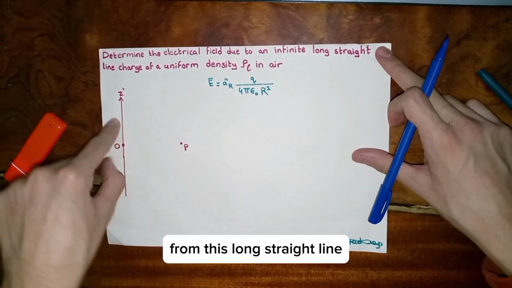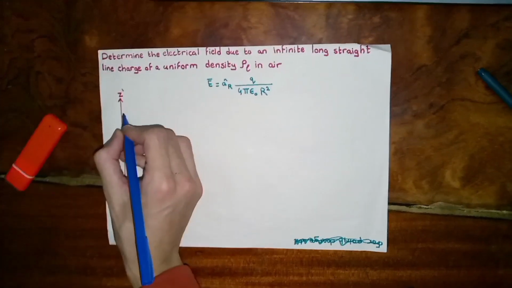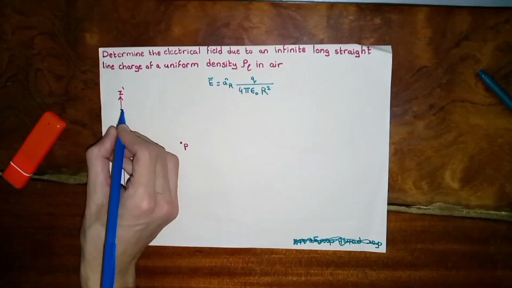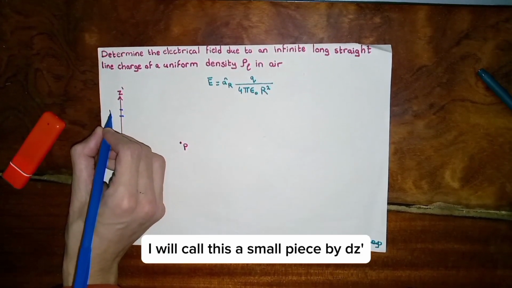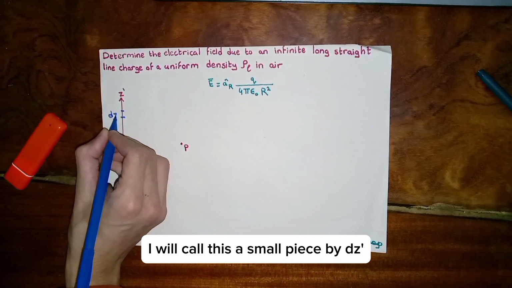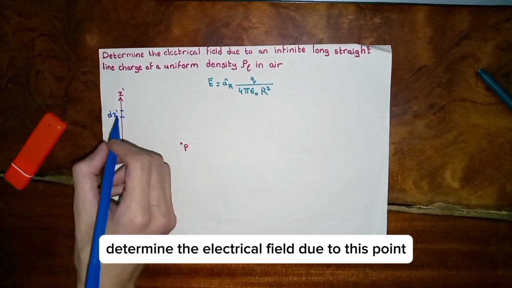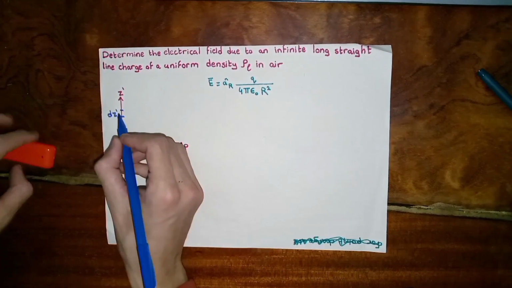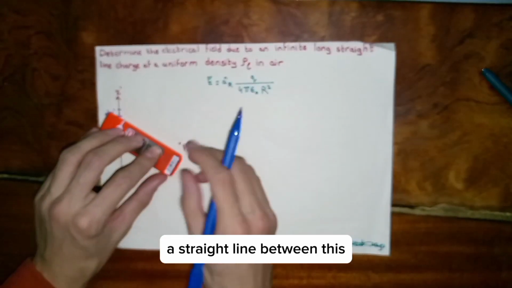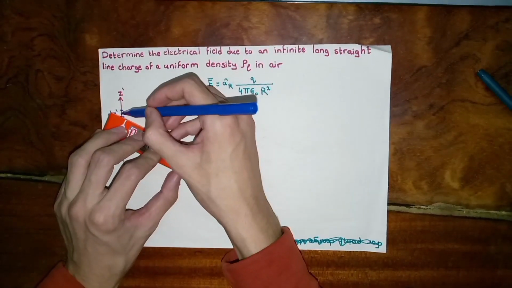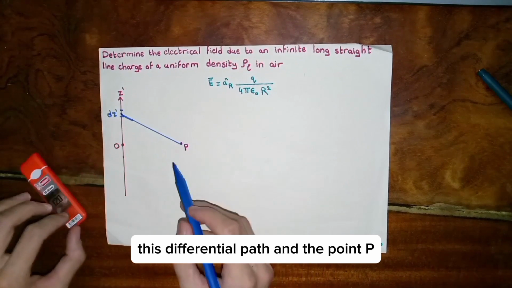From this long straight line, I'm going to take a small differential piece of path. I will call this small piece dz prime, and I want to determine the electrical field due to it. So I'm going to draw a straight line between this differential path and the point P.